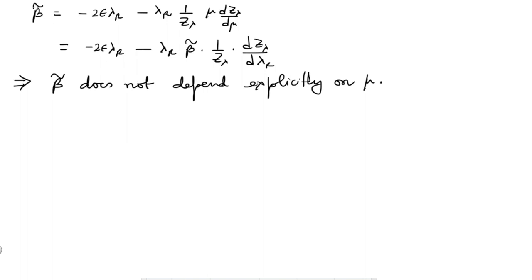Another thing, from the same argument, you also see that beta tilde does not depend on mr. Okay, right? Because mr does not appear anywhere here. Because the only way it could have entered is through z lambda, but z lambda in MS scheme does not depend on mr. So beta tilde also does not depend on mr.